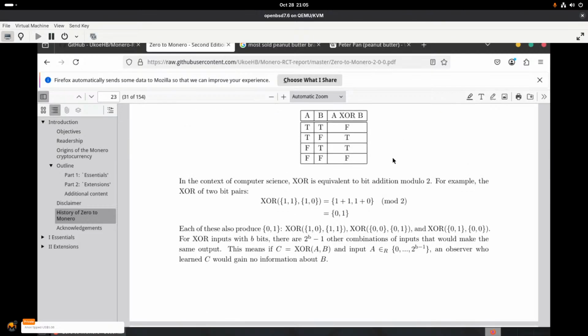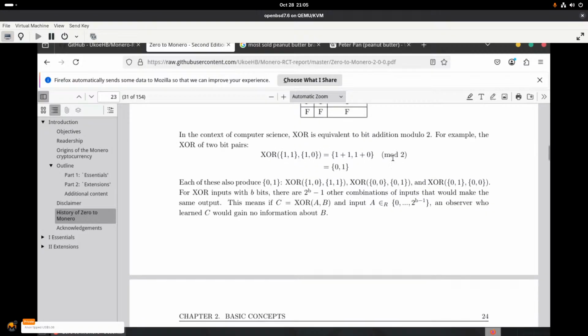In the context of computer science, XOR is equivalent to bit addition modulo 2. For example, the XOR of 2-bit pairs: XOR of 11 and 10 equals 1 plus 1, 1 plus 0 mod 2 equals 0, 1. Each of these also produce 0, 1. XOR 1011, XOR 0001, and XOR 0100.